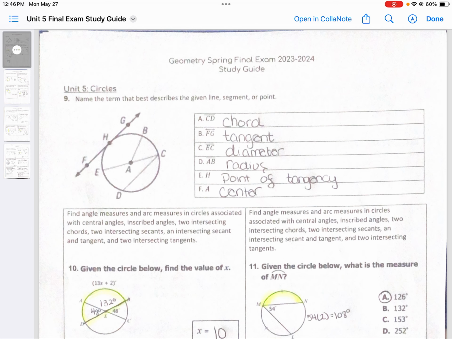All right, so when it comes to circles, it's so important to understand the different parts of the circle, the difference between the radius and the diameter, the difference between a tangent and a secant, and the difference between a chord and the diameter. As we go through this, it's important to recall those vocabulary terms, okay?